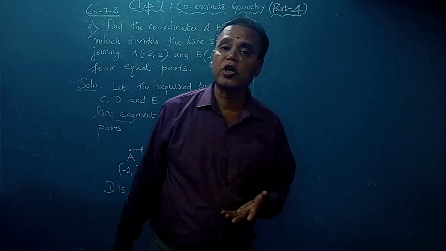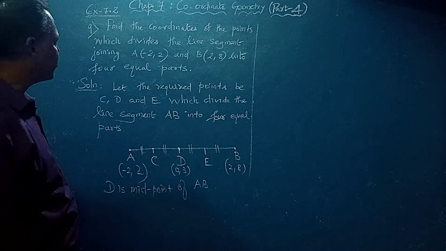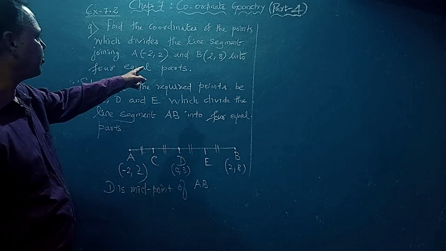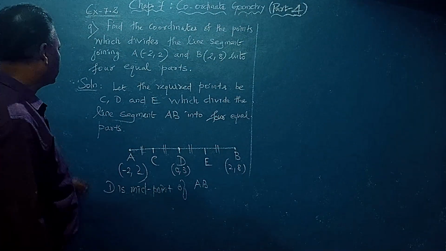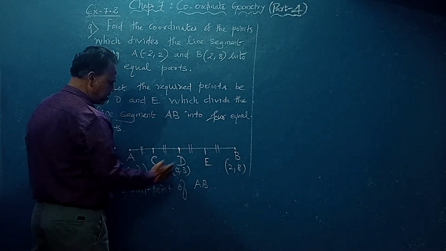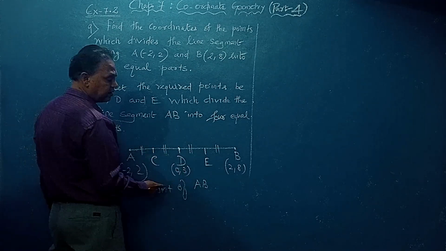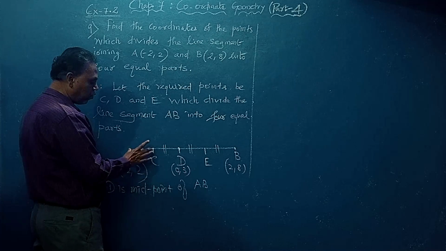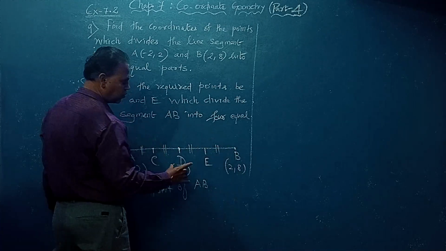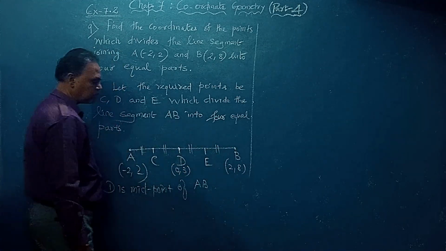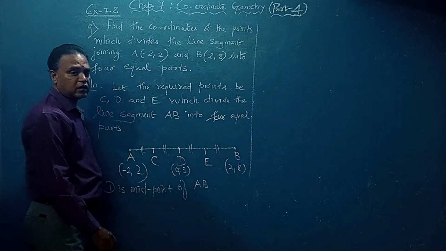So next we will see one important problem, the ninth problem. Read out: find the coordinates of the points which divide the line segment joining the points A and B into four equal parts. Do you see the diagram? AB, you take the line segment. These 3 points C, D, E divide AB into four equal parts. This is one part, this is also one part, this is also one part. So four equal parts: AC equal to CD equal to DE equal to EB.